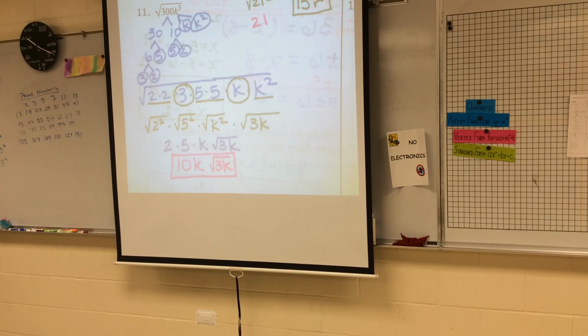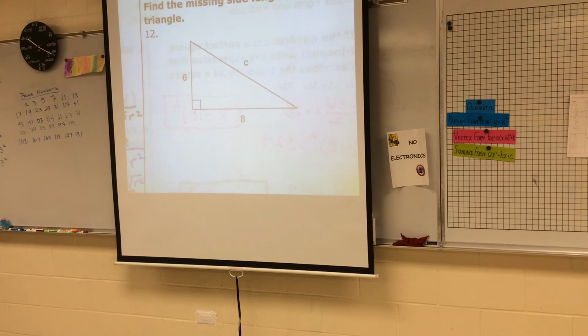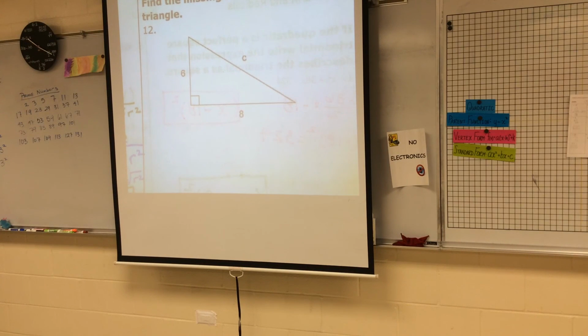All right. 12 and 13, we may need to do some of that simplifying. We're going to use Pythagorean theorem and then simplify. Number 12. It says find the missing leg of each triangle. Here both of my triangles in 12 and 13 are right triangles, so I know I can use the Pythagorean theorem. So I have a squared plus b squared equals c squared.